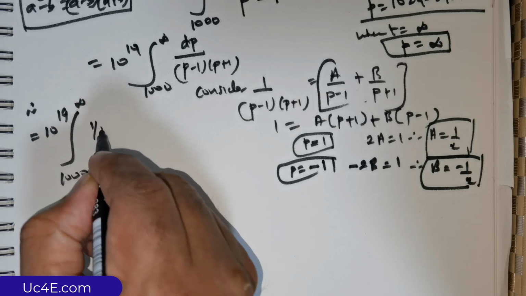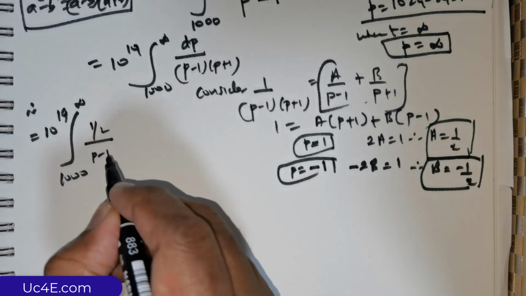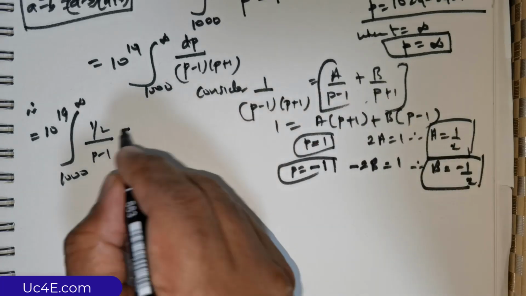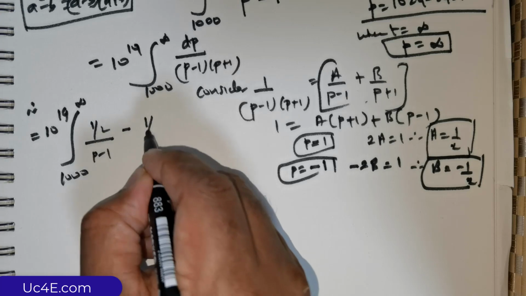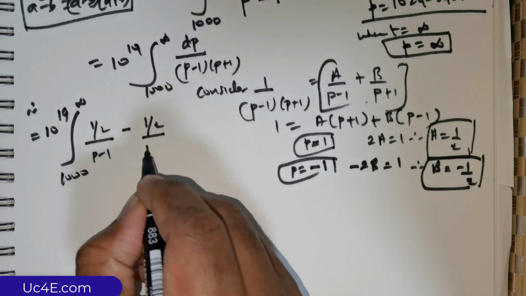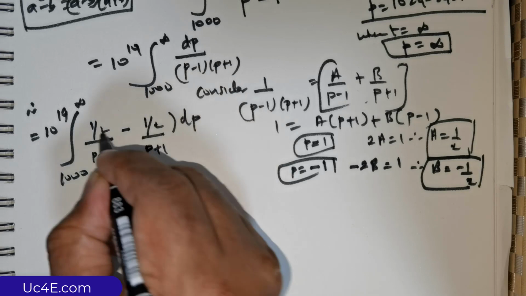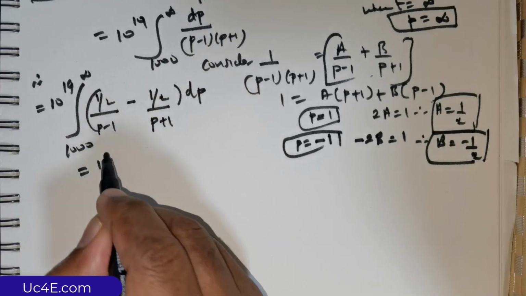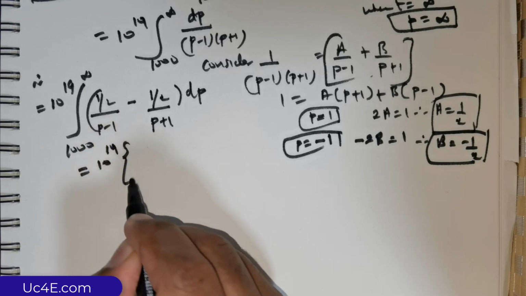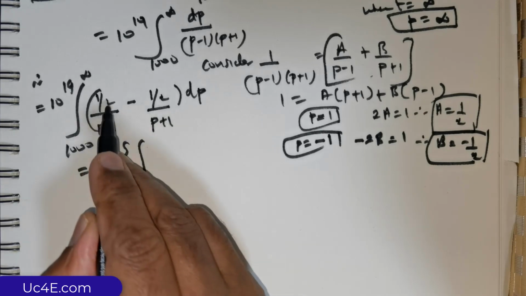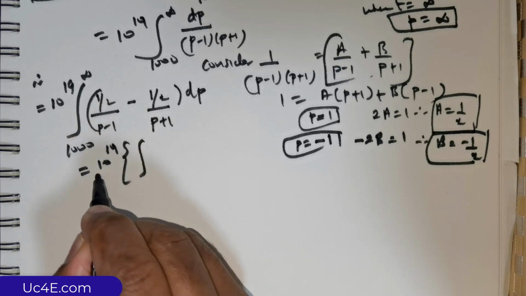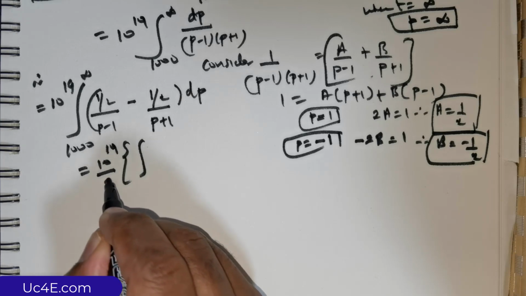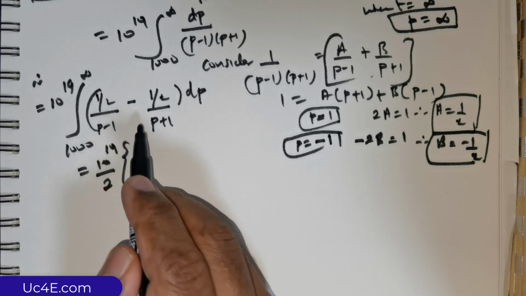So in place of a, I got 1 over 2 divided by p negative 1. In place of b, I got negative 1 over 2. If I were to substitute, I can take the negative sign out. So this is going to be 1 over 2 divided by p positive 1 times dp. Now this can be split and rewritten as follows. So 10 raised to the power of 19 and integral, I can take 1 over 2 out. If I take 1 over 2 out, this is going to be divided by 2, right? I can take 1 over 2 out.